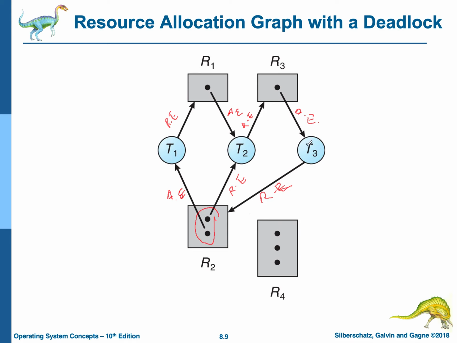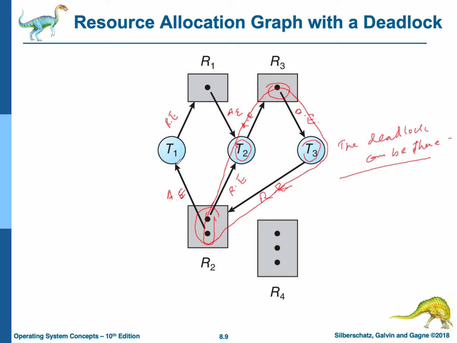But if T3 is also requesting resources, then we can see that R2, R3 and T2 and T3 are forming a cycle, right? These are forming a cycle which can fall into deadlock. The deadlock can be there.